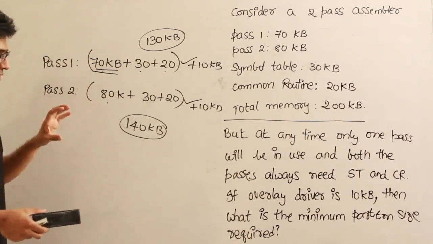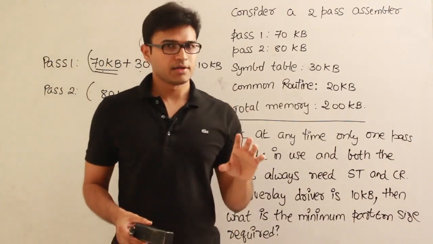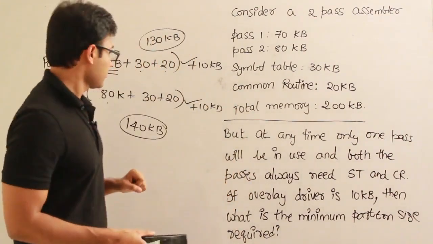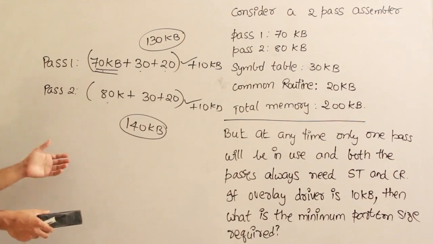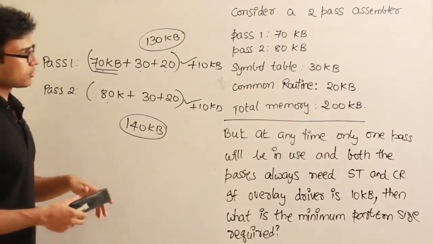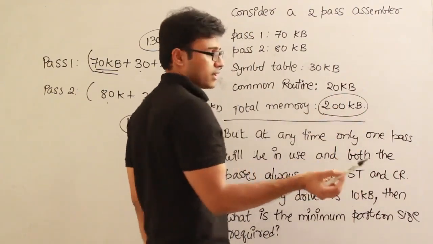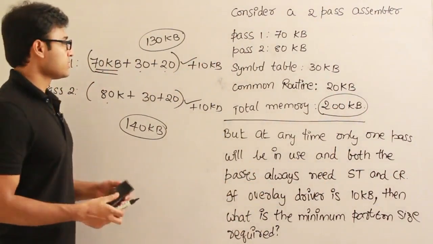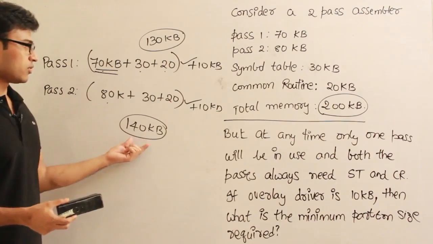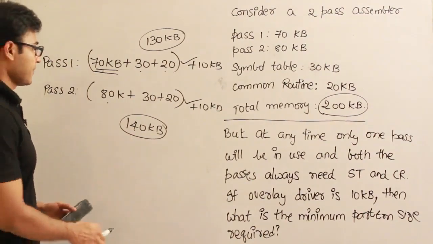So if you have a partition which is big enough to hold 140 KB, then you can comfortably finish running this, right? Even though the total memory required is 200 KB, you don't need it at the same time, right? Given this amount of memory, using the concept of overlays, you could finish your program. That is the advantage of overlaying, right? Fine.